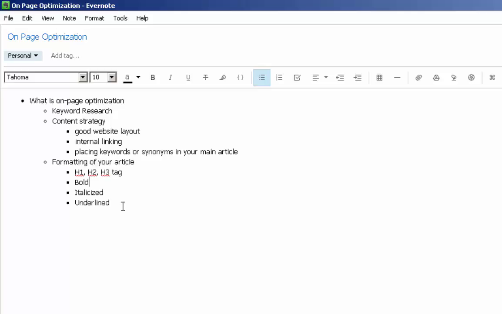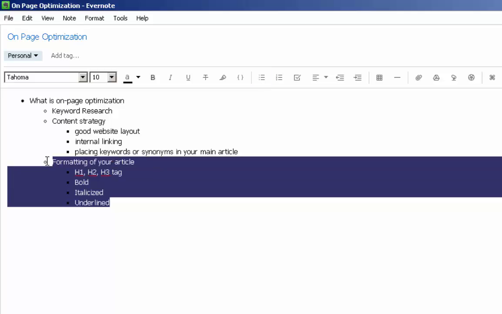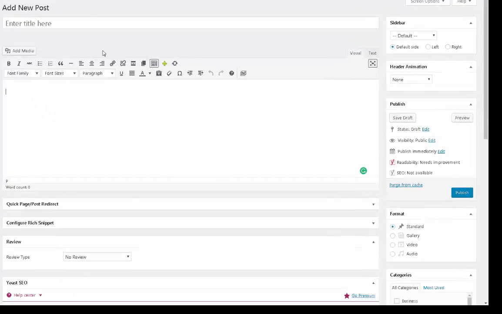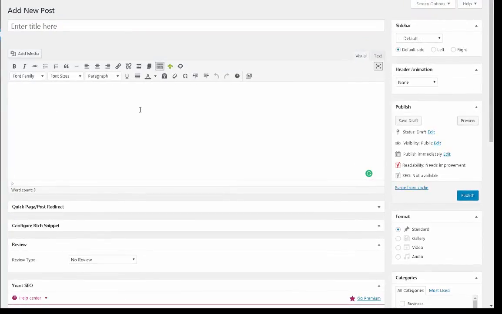And so this is basically the formatting or structure of your article. This is the primary structure of your article here. Format is the main, really important part of the technical side of your on-page optimization. For example, let me show you one page. Here, this is a WordPress website, right?